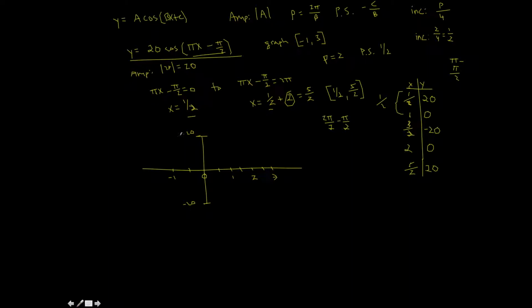We have 1/2, 20, so that's going to be up here. We have 1, 0, on the x-axis. 3 halves, which is 1 1/2, and negative 20, so that's going to be down here. 2, 0, back up on the x-axis. 5 over 2 is 2 1/2, 20.